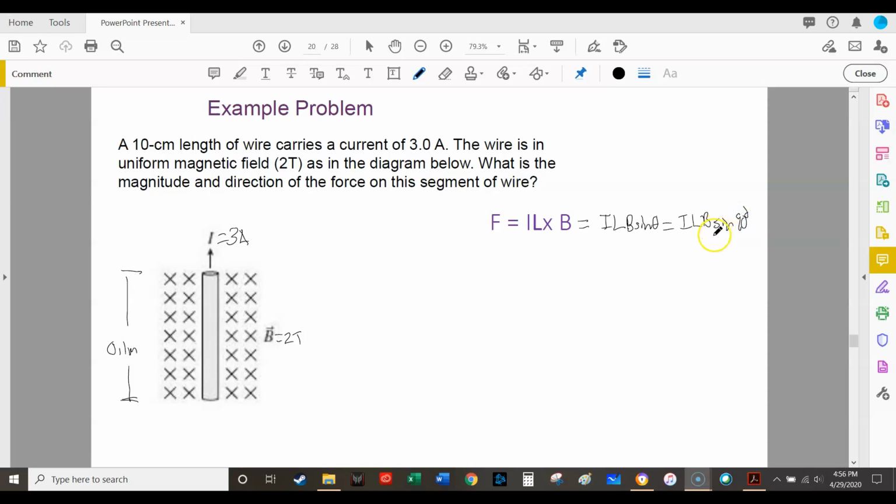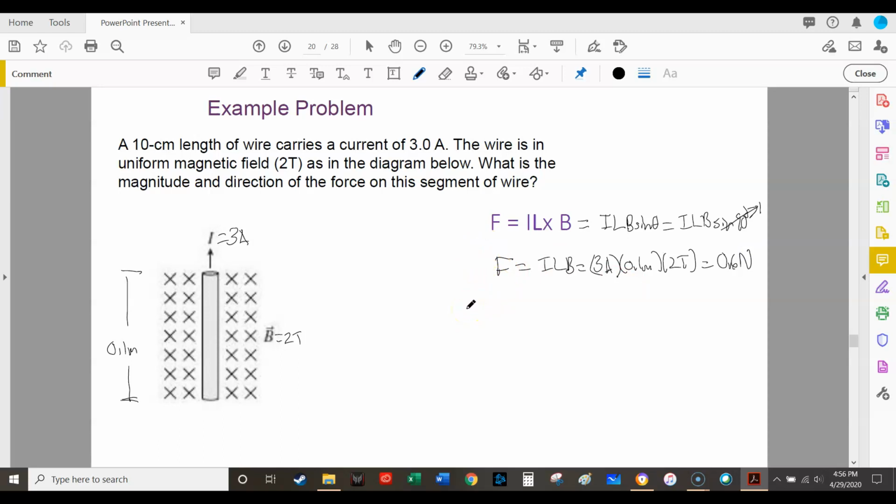And so since the current and the magnetic field are at a 90-degree angle, the sine of 90 degrees is just going to be 1. So in this case, it's actually a really easy calculation. The current is 3 amps. The length of wire is 0.1 meters. And then the B field is 2 Tesla. So this is going to work out to be, what is that? 3 times 2, what is that, 6? 0.6 newtons. So this is going to be 0.6 newtons. So now we know the magnitude of the force.